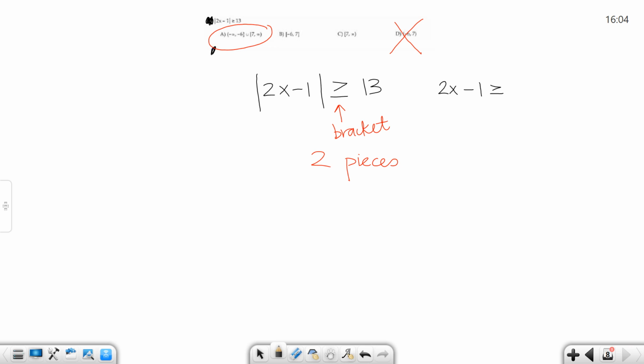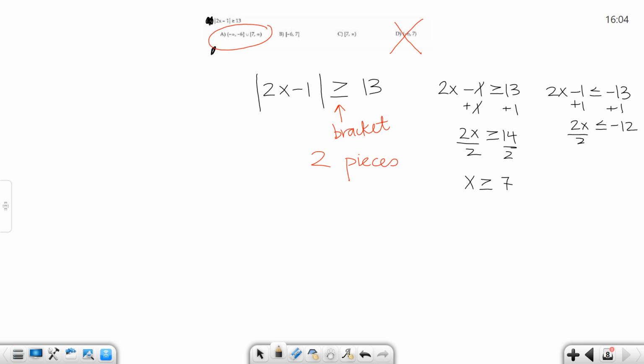So if you have an absolute value greater than, you write it as it appears. And then in the second one, you flip it and change it. So I'm going to add 1 to both sides here, and 2x would be greater than or equal to 14. So x would be greater than or equal to 7. I'll add 1 to both sides here. So 2x is less than or equal to negative 12. So x is less than or equal to negative 6.